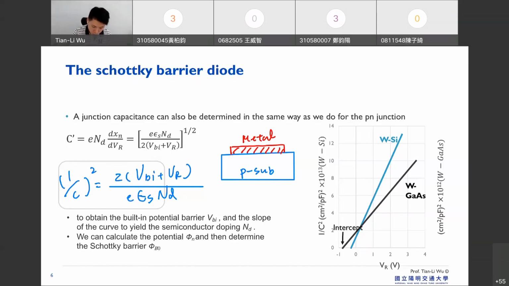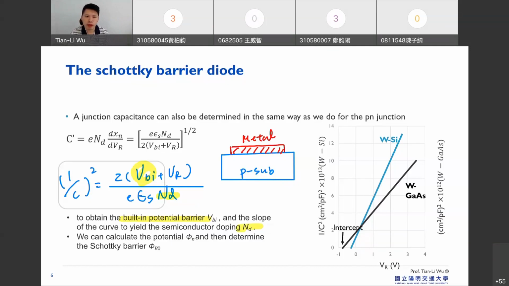So therefore, if we want to obtain the built-in potential VBI here, and then the slope, we can calculate the doping N_D, so the slope here. And therefore, we can start to estimate the potential φ and then determine the Schottky barrier φB0 here. So that's a very useful equation for practical purposes.